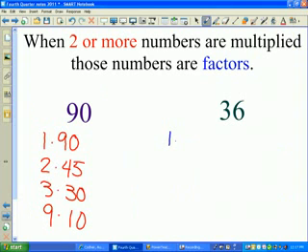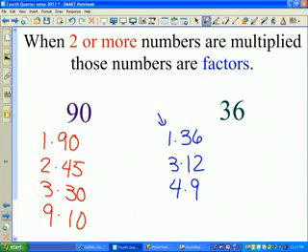Then we can do the same thing for 36. So we can say 1 times 36. I can say 3 times 12. I can also say 4 times 9. There are a lot of other ones. That basically gives me an idea of what factors are. So 1 and 36 are factors of 36. And I can also use negative numbers. If I wanted to, I could have said negative 1 times negative 90. Those are also factors of 90.